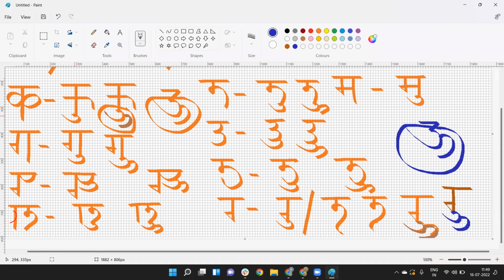So what I'll do here, I'll be changing the color of all the matras so that you can look at them and see the shape properly.